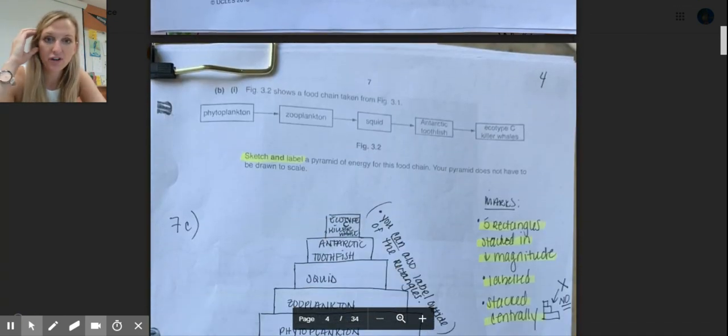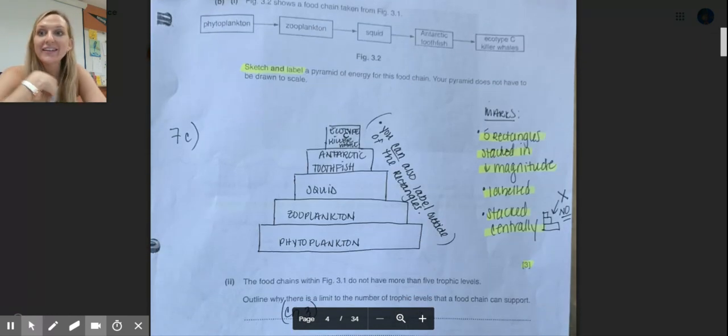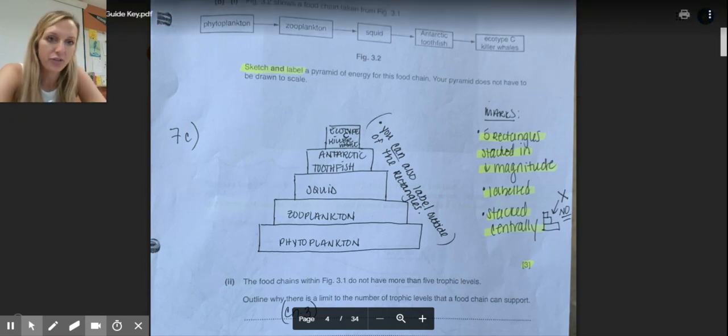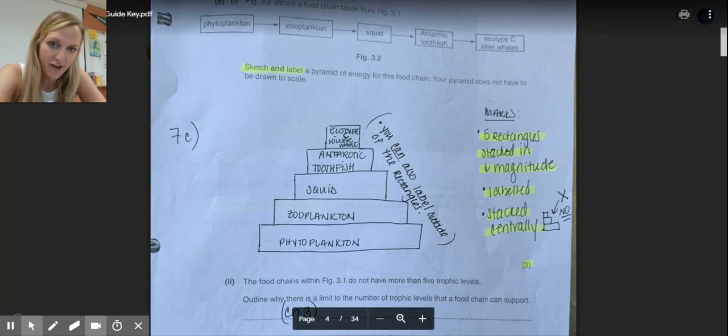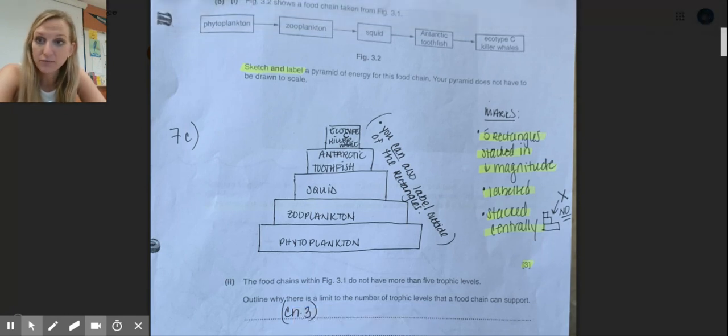We need to make a pyramid of energy. So easy, so easy. It's sketching, so you don't have to use a ruler. And you get 3 marks. If you can't fit the words inside the box, it's okay to write them on the outside.